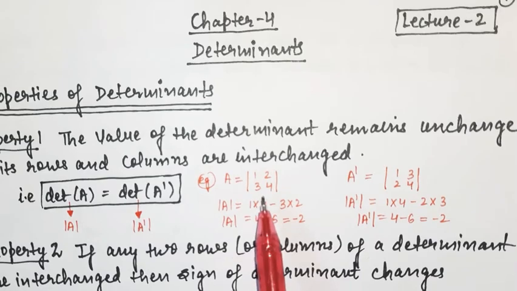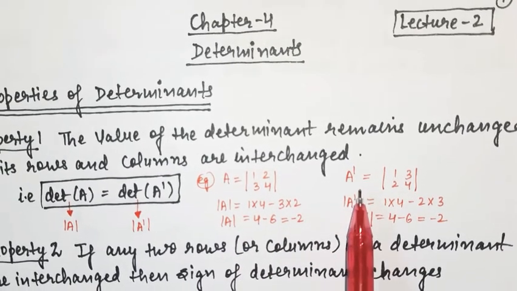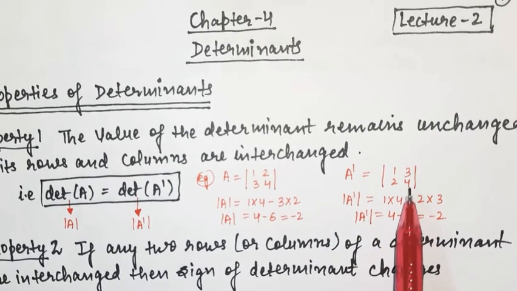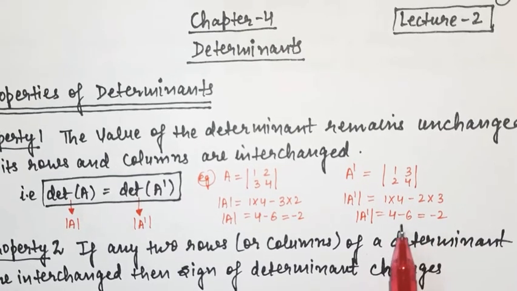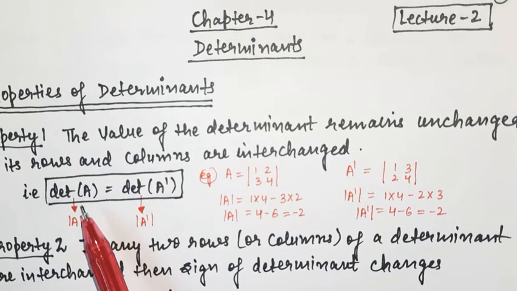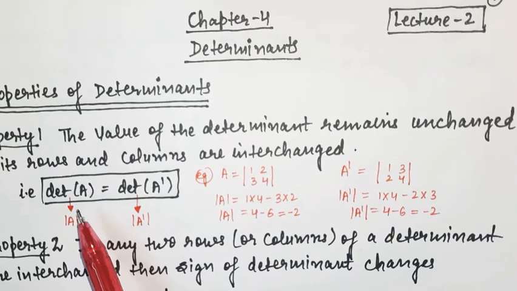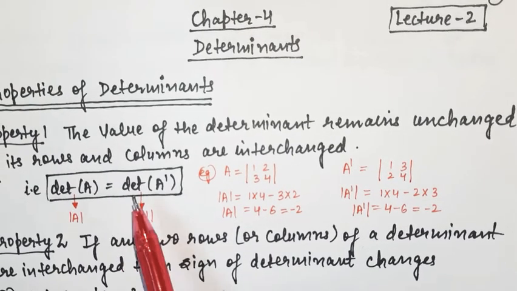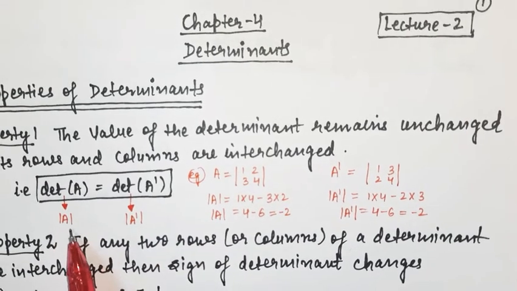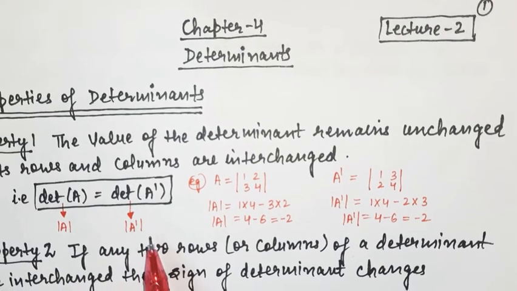So if I take the transpose of matrix A and now calculate the value of A transpose by the rule of determinants, 1 into 4 minus 2 into 3, 4 minus 6, will give you minus 2. So that means if I take the transpose of matrix A and calculate the value, determinant of A is always equal to determinant of A transpose. We can write the determinant symbol like this, or for A transpose. You need to calculate the determinant of A transpose.